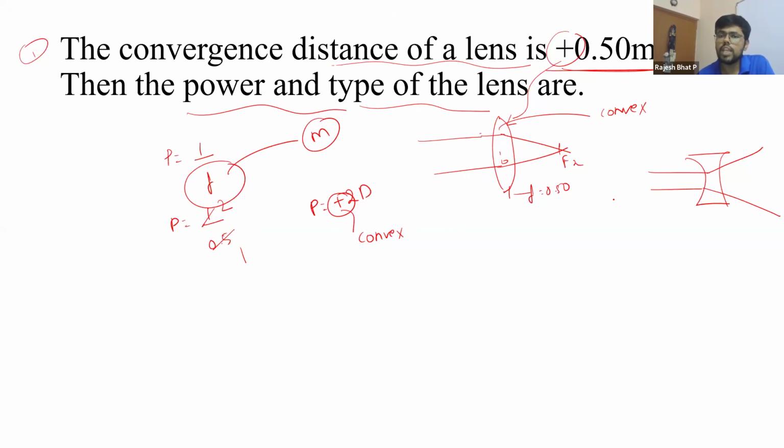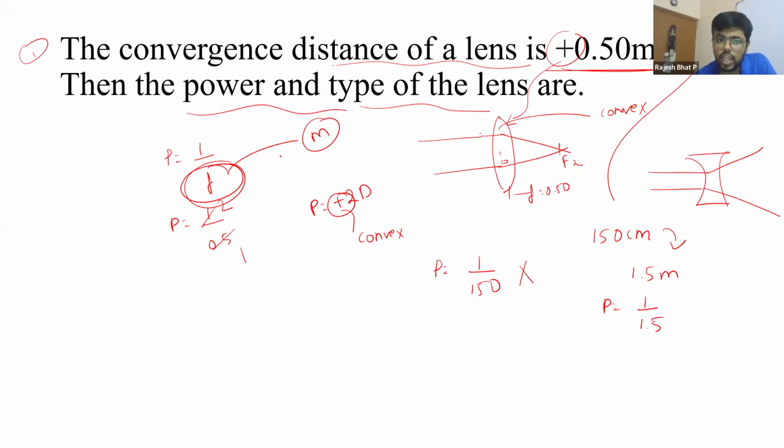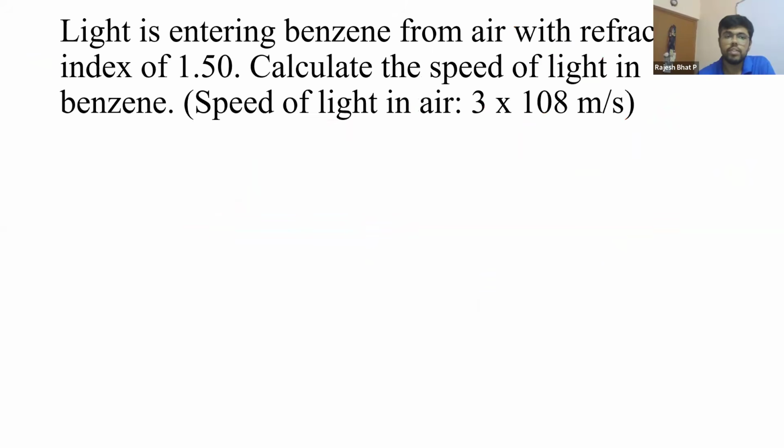Imagine the same thing is given as 150 centimeters. So how do you find the power? Will you do 1 by 150? Wrong. You have to convert this to meters, which is 1.5 meters. Then you divide. P is equal to 1 by 1.5. Always remember this f should be in meters. It is a very important problem which can be asked for 1 mark.